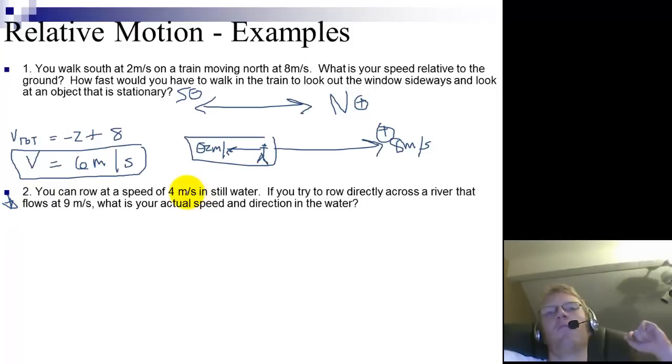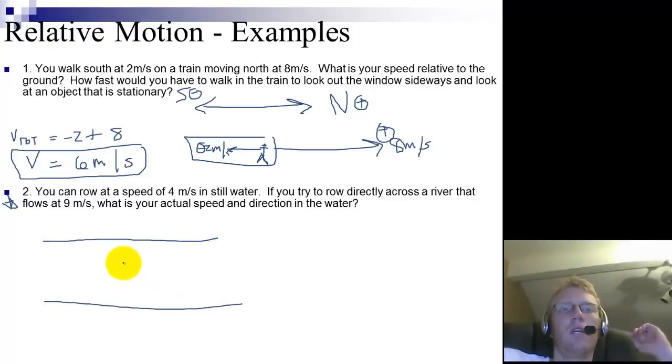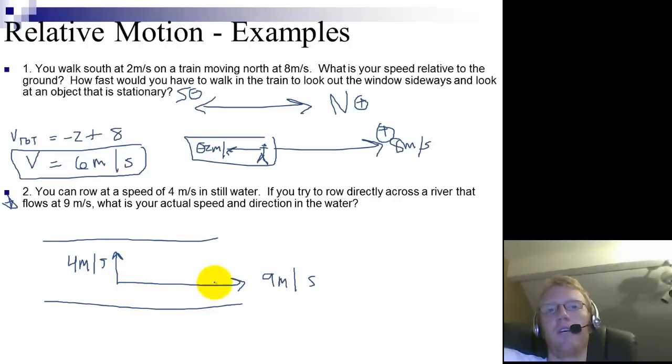You can row at a speed of 4 meters per second in still water. So you try to row directly across a river that flows at 9 meters per second. What is your actual speed and direction in the water? Let's draw the river. Let's say that the water is flowing this way at 9 meters per second. So you try to row directly across, which means you're trying to go this way. And how fast can you row in still water? You could have gone 4 meters per second if the river was not flowing. So you're going 4 meters per second this way, and the river is carrying you 9 meters per second this way. So which way will you actually go?